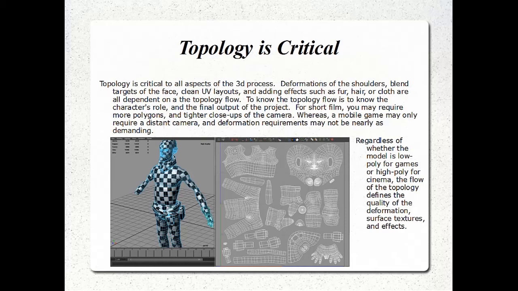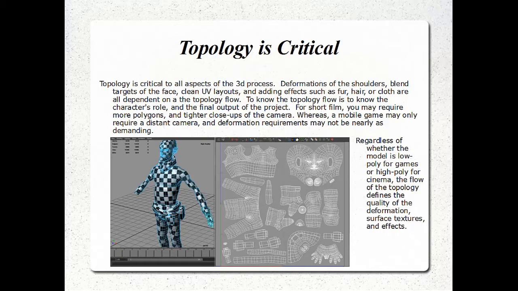Deformations of the shoulders, blend targets of the face, clean UV layouts, and adding effects such as fur, hair, and cloth are all dependent on the topology flow. To know the topology flow is to know the character's role and the final output of the project. For short film, you may require more polygons and tighter close-ups of the camera, whereas a mobile game may only require a distant camera, and deformation requirements may not be nearly as demanding.